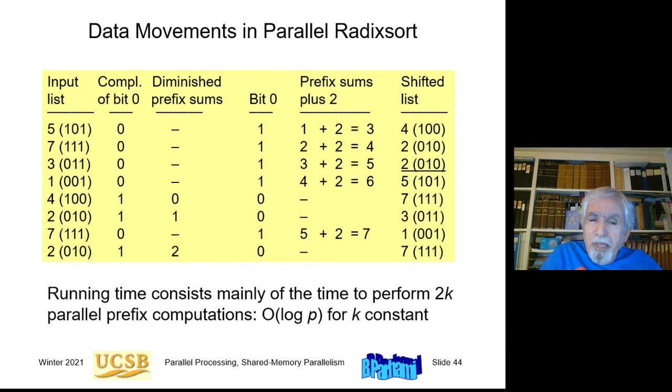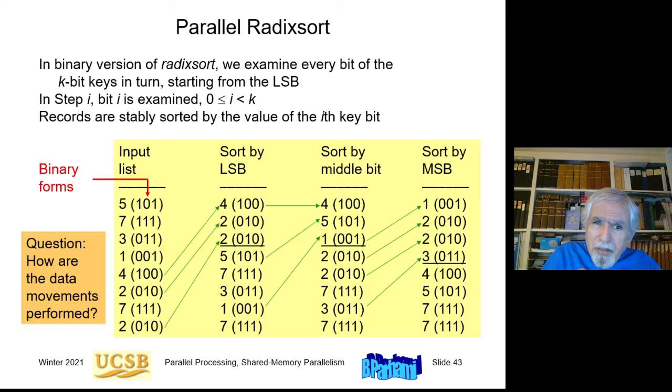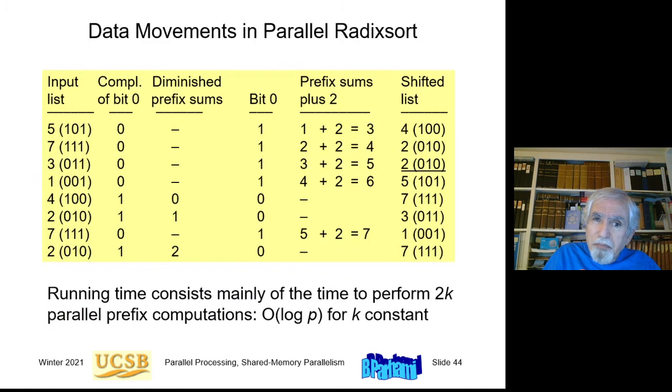To do those steps in parallel, it turns out that I need log n. Okay, so the running time of this algorithm requires k steps. Each step takes log n, so it will be k log n. And if k is a small constant, it will be order log n, which is pretty good because I reduce the running time from n log n to order log n. And this is very good speed up.